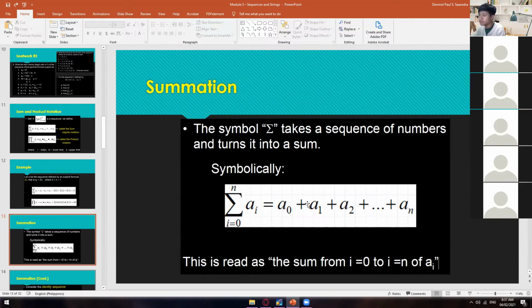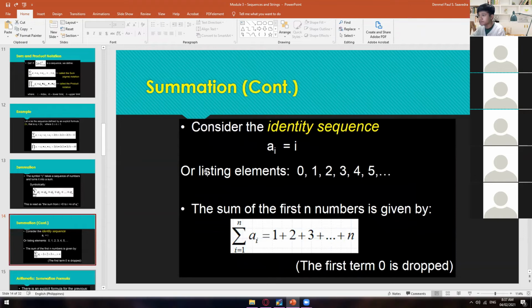So a sub 0 plus a sub 1 plus a sub 2 and so on and so forth. So this is read as the sum from i equals 0 to i equals n. So from i to n. So that's it for the summation.